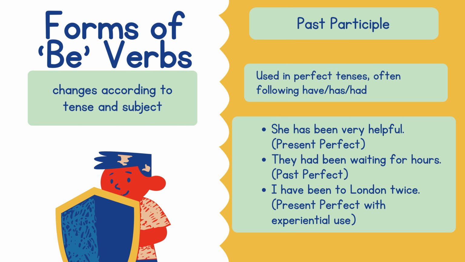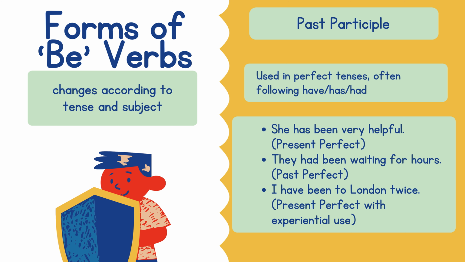Now, let's discuss the past participle form of the be verb, been. The past participle is used in perfect tenses, typically with the auxiliary verbs have, has, or had. It indicates a state or action that has been completed in relation to the present, past, or future.